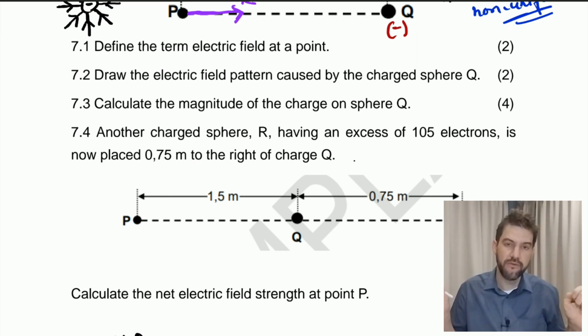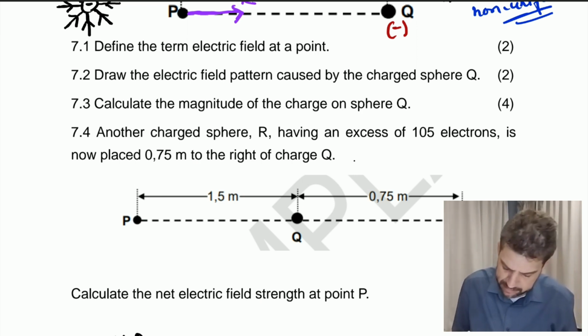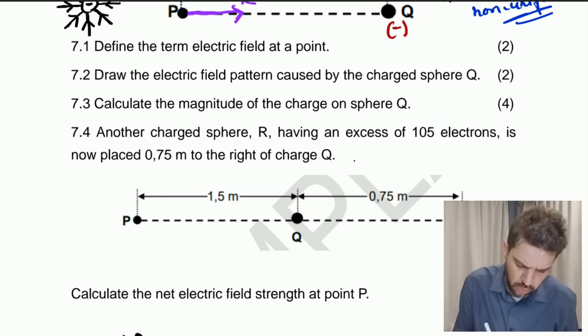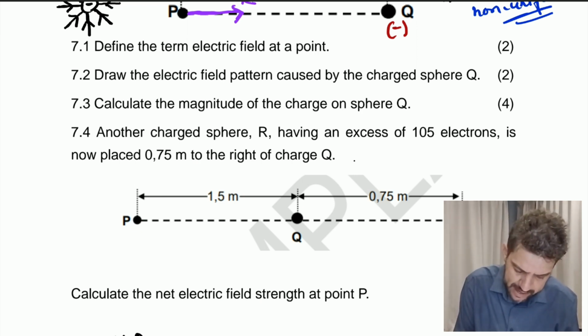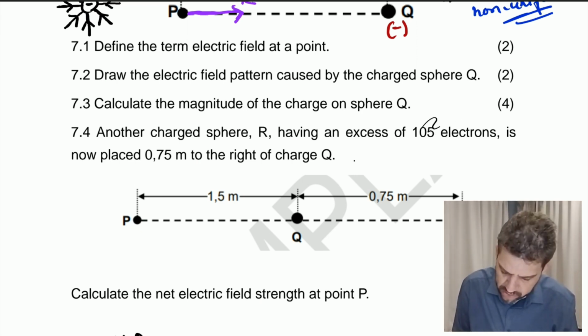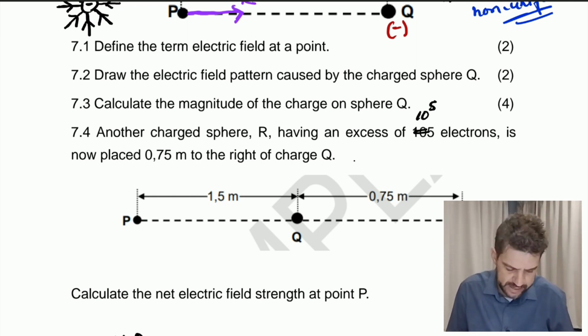Well, now, question 7.4 says another charged sphere, having an excess of 10 to the 5 electrons... No, this is a mistake here, I made a mistake with the typing. I copy the question and I always retype it. So this is not 105, but rather 10 to the 5. This one is 10 to the 5 electrons. It is now placed 0.75 meter to the right of sphere Q.